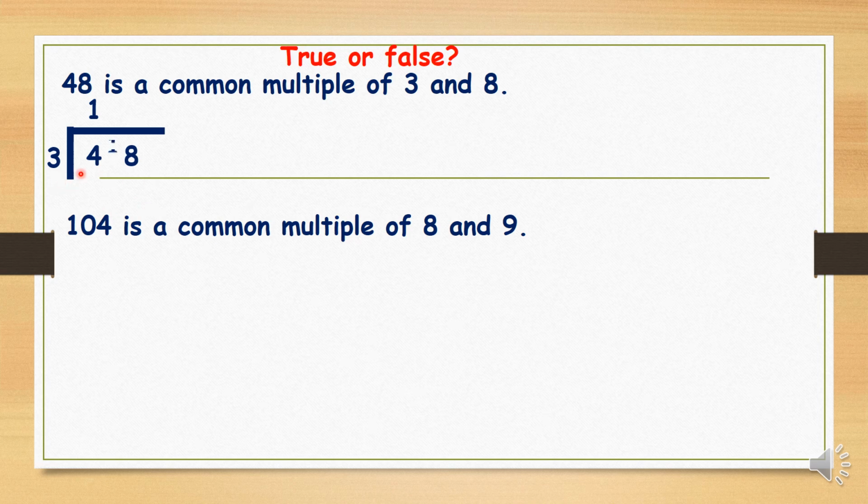48 divided by 3 is 16. And 48 divided by 8 is 6 with no remainder. Since 48 is divisible by both numbers exactly, then 48 is a common multiple of both. Let us look at our second example. 104. Is it a common multiple of 8 and 9?